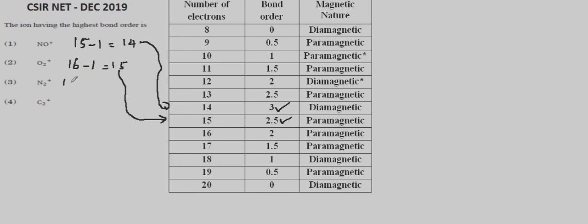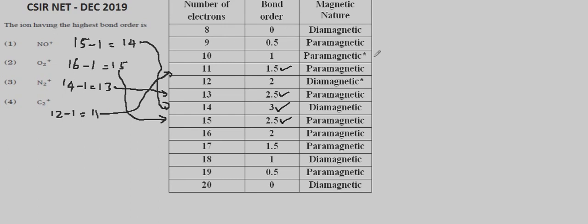Next one, it is 14 minus 1, that is 13. So we can match it here. And this is 12 minus 1, that is 11. So that's going to be here. So it is easy for us to calculate the bond order without drawing the molecular orbital diagram. So the step is, you just have to find out the sum of the atomic numbers, and add or subtract based on the charge on the ion. You can easily find it.